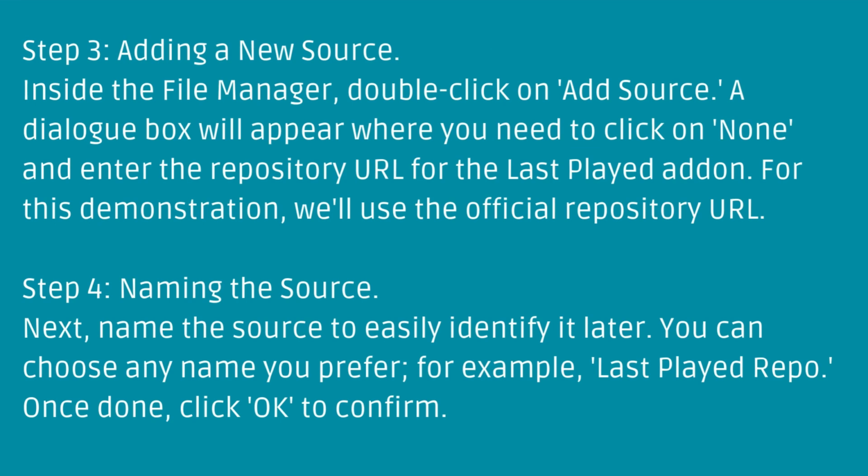Step 3. Adding a new source. Inside the File Manager, double-click on Add Source. A dialog box will appear where you need to click on None and enter the repository URL for the Last Played Addon. For this demonstration, we'll use the official repository URL.